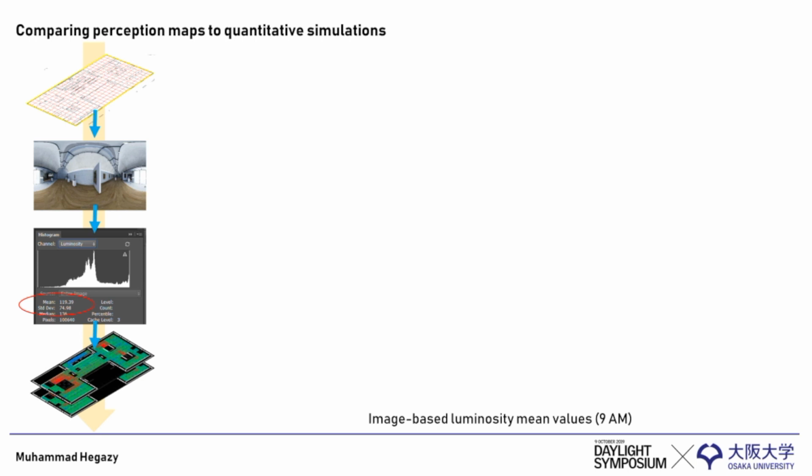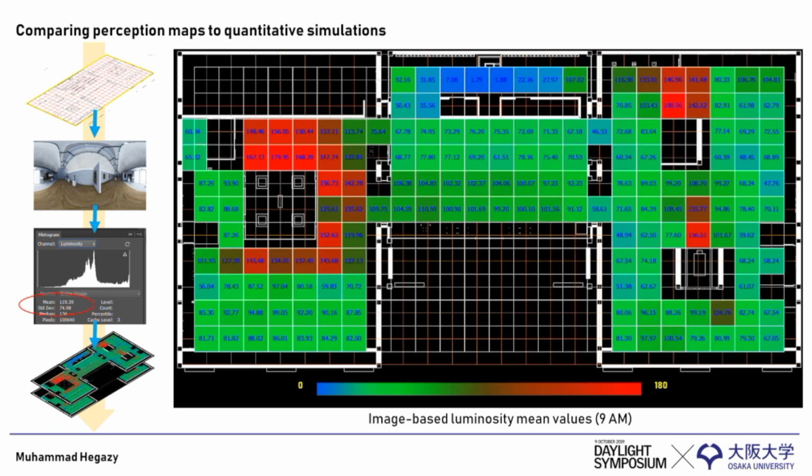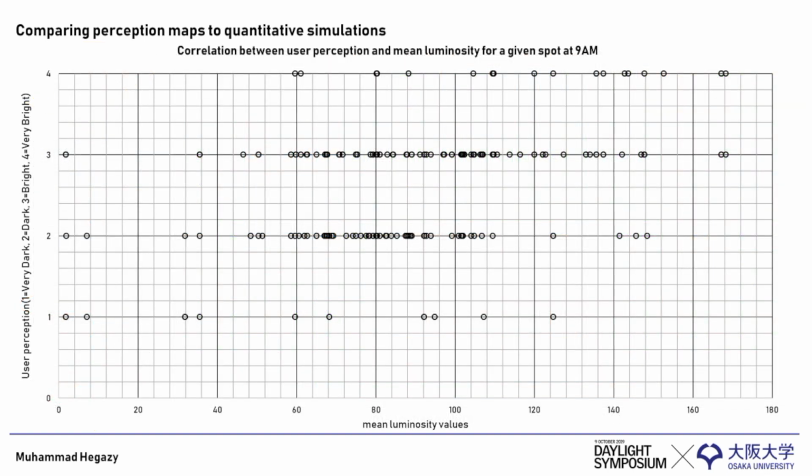So we divided the floor plan of the virtual environment into 162 points, and we took a 360 image for each one of these points. Using the luminosity histogram in Photoshop, we could acquire what we call image-based luminosity mean values, which are quantitative metrics based on the luminosity of each pixel of the 360 image that we have collected, and thus it is based on the surrounding environment, not on planar projection.